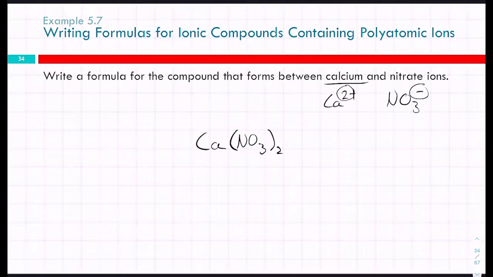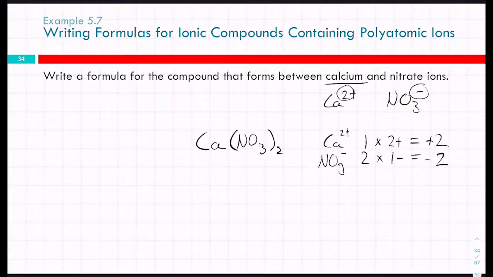And then if we wanted to check these charges, calcium has a 2 plus charge. So we have 1 calcium atom times the 2 plus charge equals positive 2. And then our nitrate, which is NO3, we have 2 of those times a 1 minus charge equals minus 2. And if we add these together, there's 0.